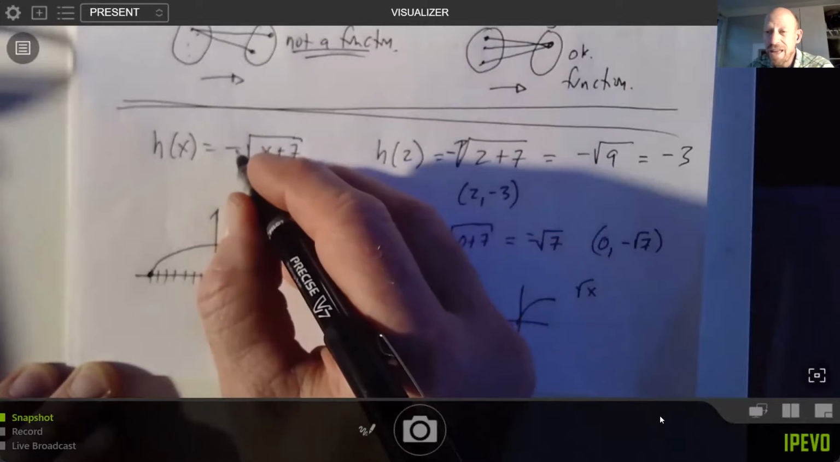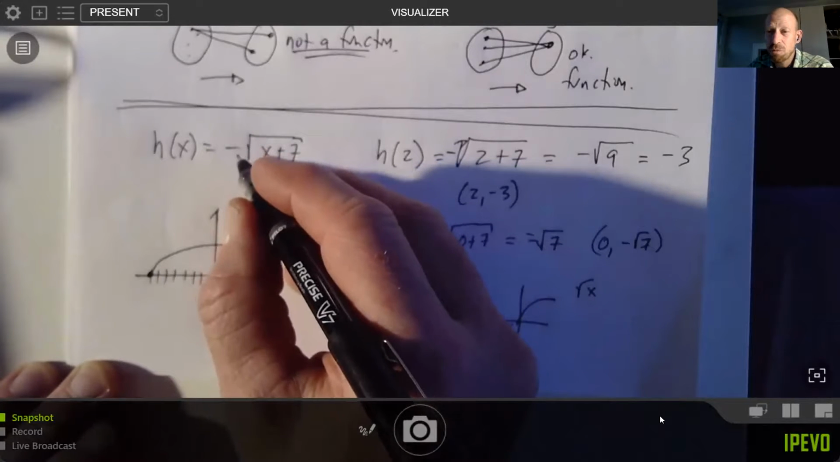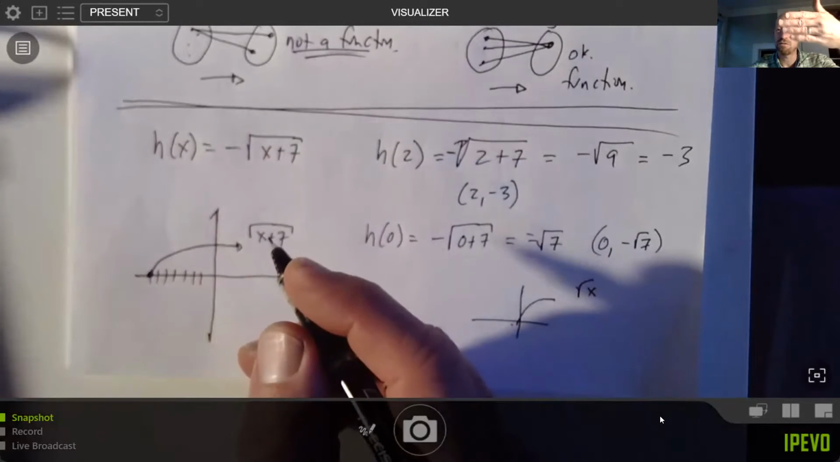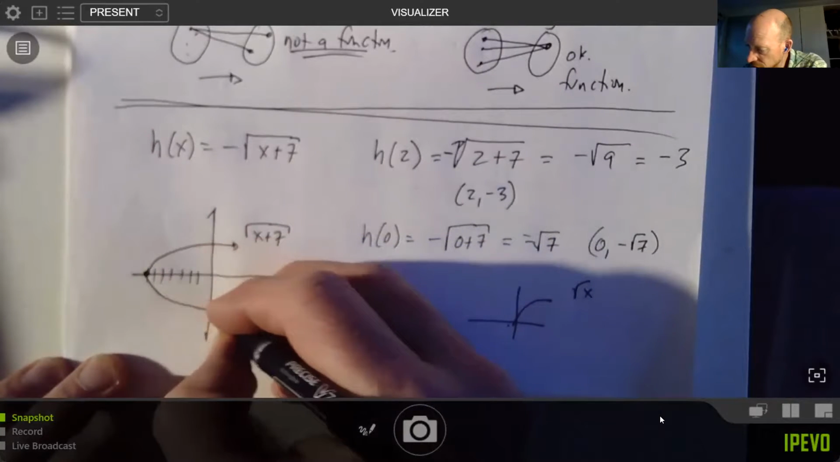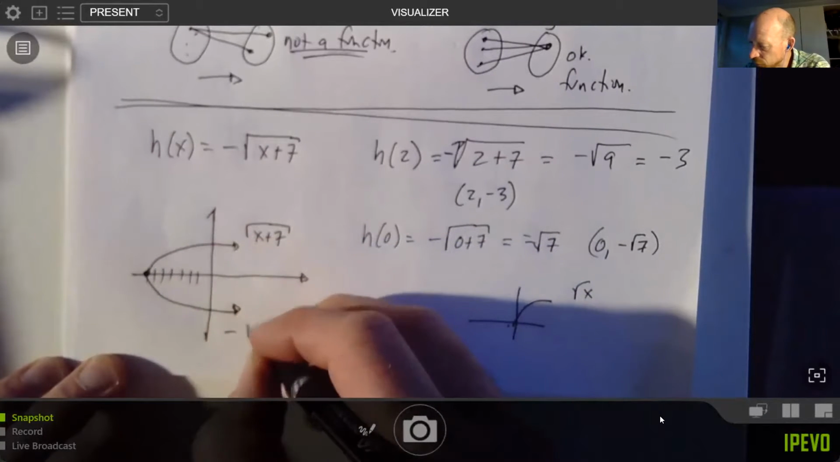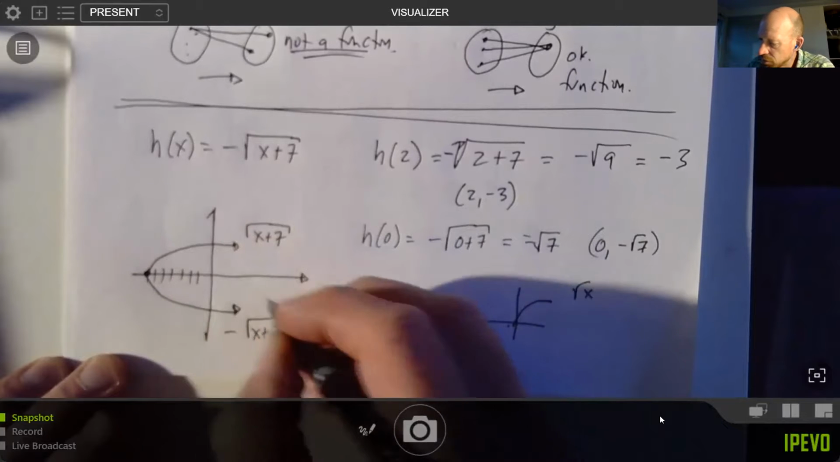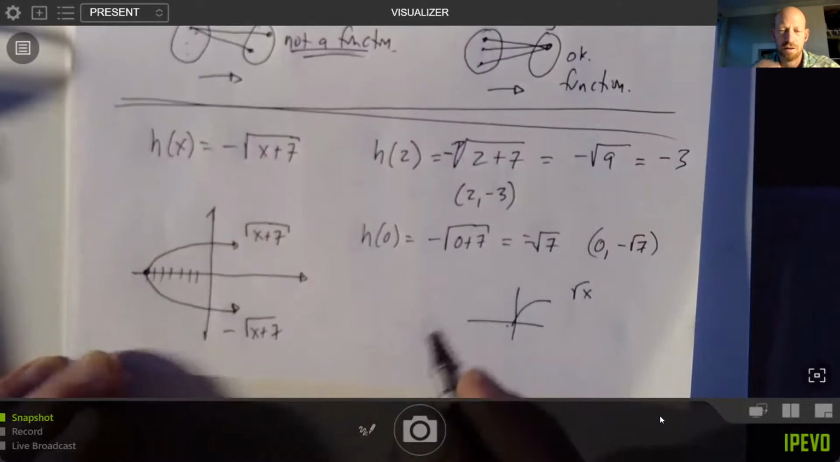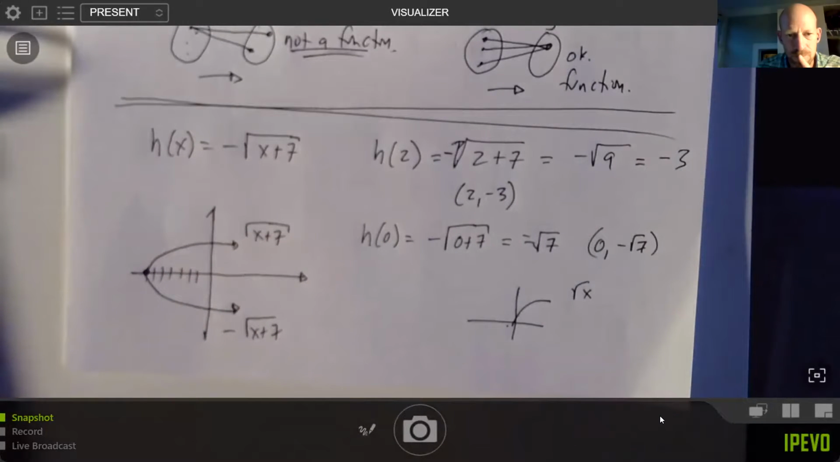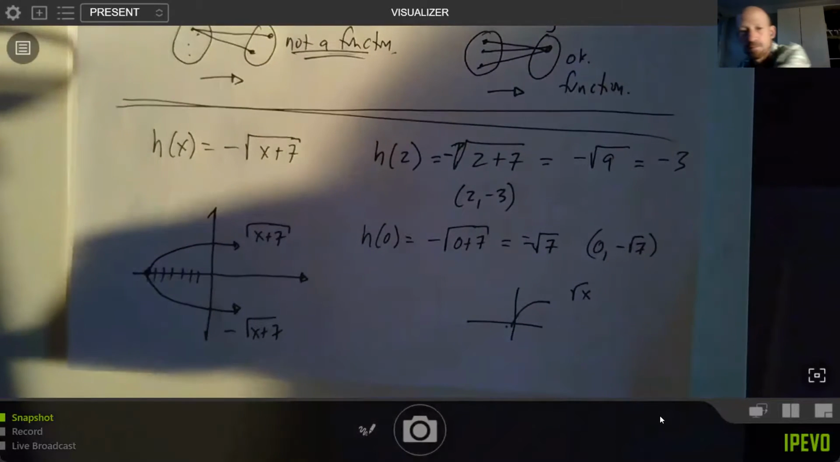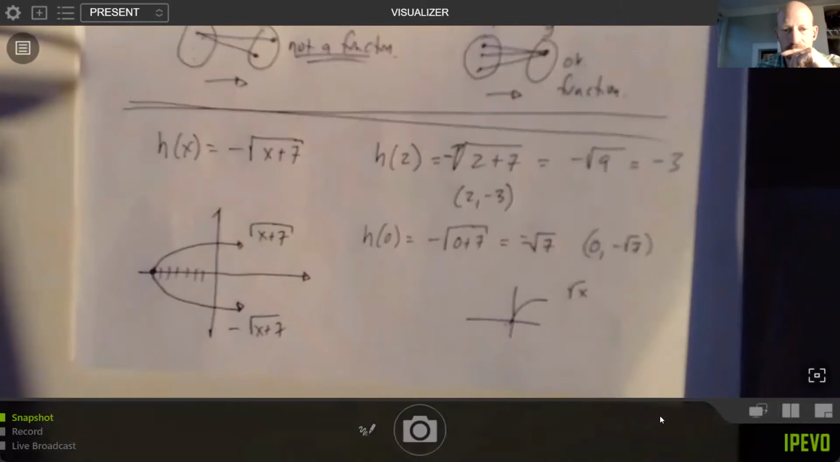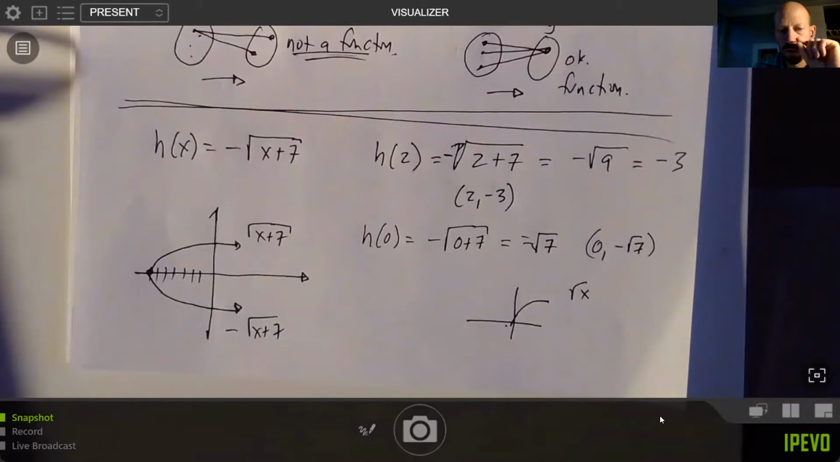But I also have the negative. What does the negative do? When it's on the outside like that, it flips it down. So this graph is actually going to look like this. That's negative the square root of x +7, this bottom half of that graph. Questions about that?